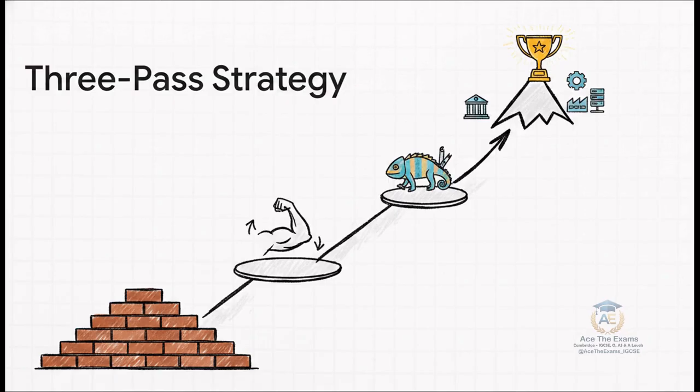Pass 1. Secure those key definitions and contrasts. Make absolutely sure you can define hexadecimal and contrast it flawlessly with binary and denary. Pass 2. Rehearse worked explanations. Don't just read them, physically write them out. Practice the PEEL framework until it's pure muscle memory.